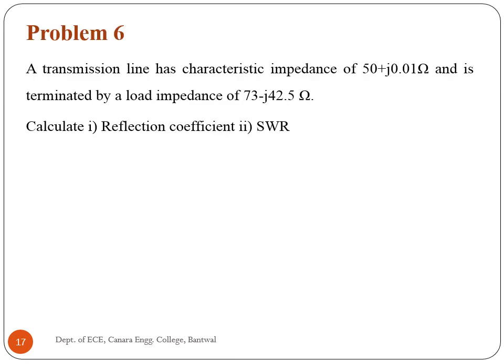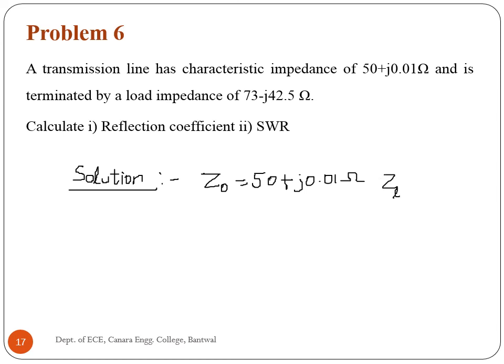Third problem: a transmission line has characteristic impedance of 50 plus j0.01 ohm and is terminated by a load impedance of 73 minus j42.5 ohm. Calculate reflection coefficient and standing wave ratio. Solution. First we will write given parameters. Z0 is equal to 50 plus j0.01 ohm. ZL is equal to 73 minus j42.5 ohm.